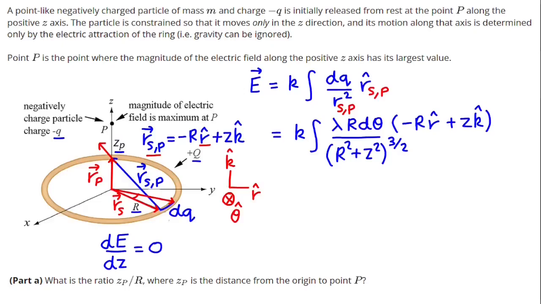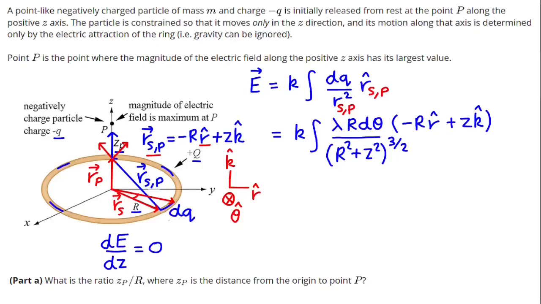Now by symmetry, if we take another differential charge element on this side of the ring, then that's going to produce an electric field pointing in that direction. So the differential charge elements on opposite sides of the ring are going to produce electric fields that cancel the tangent components to the ring and the radial components to the ring. So our net electric field is going to point in the vertical direction.